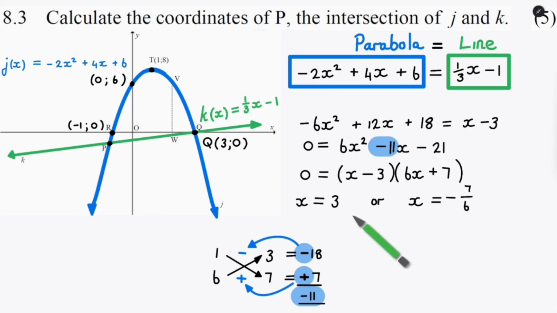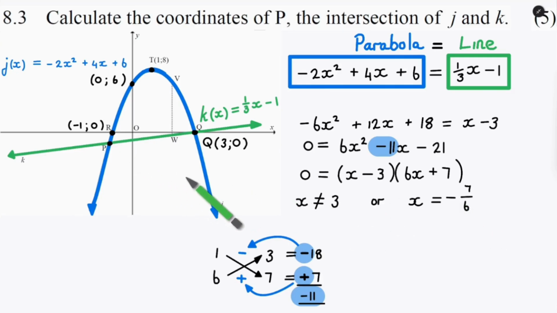Now we've got to decide which one belongs to P and which one belongs to Q. Okay, that's quite a clear-cut decision. We can already see Q is 3. So we're going to put a stroke through the equal sign here because we're not using that one. We're interested in the coordinates of P. So this one is relevant to us.